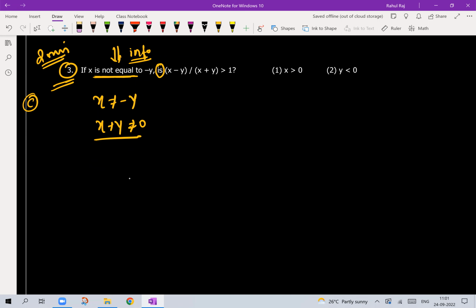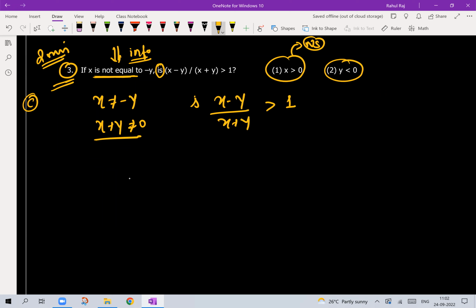Simple. Now the question says that if x plus y is not equal to 0, is x minus y over x plus y greater than 1? Simple logic. Option number 1 says x is greater than 0, no idea about y. I can say not sufficient. Option number 2 says y less than 0, no idea about x. I can say not sufficient.